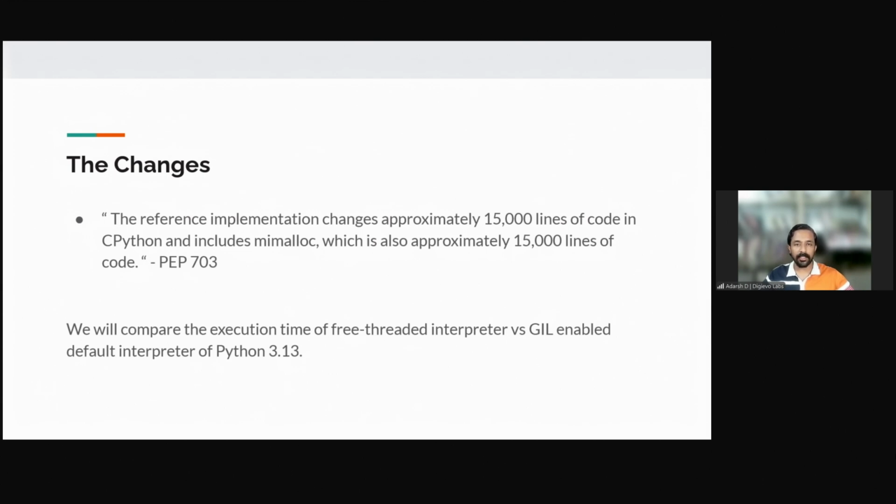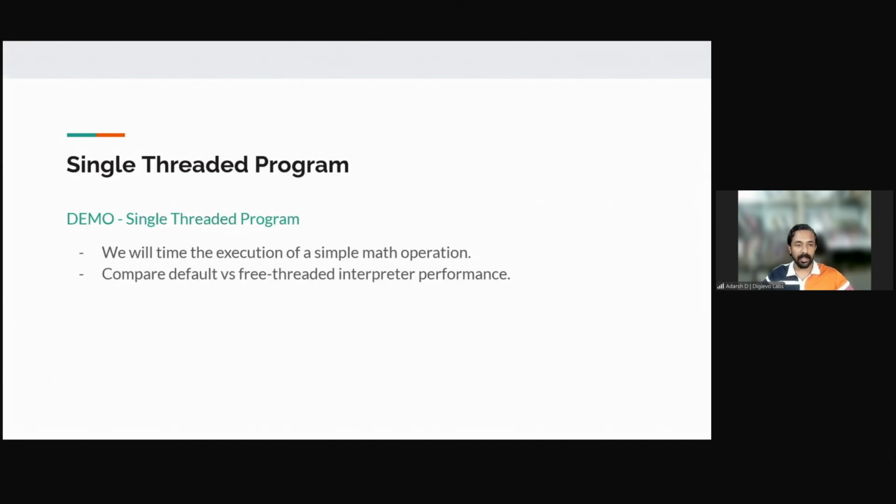Next, we'll be moving to our benchmark section, and we will be comparing the execution time of the free-threaded interpreter versus the GIL-enabled default interpreter of Python 3.13. Let's start with a single-threaded program. We'll be using a simple math operation, and we will compare the performance of the different interpreter versions.